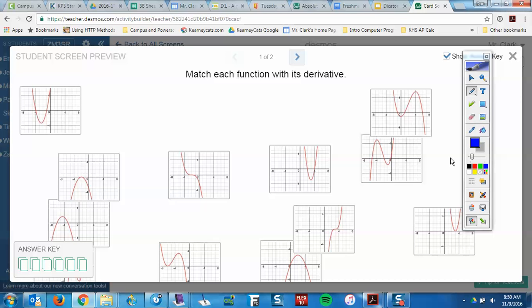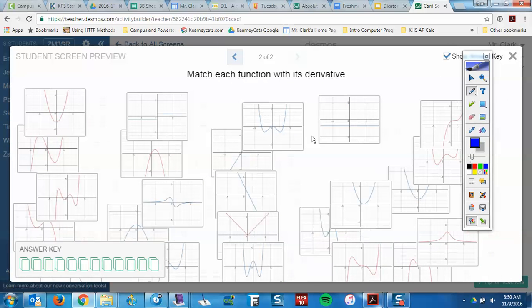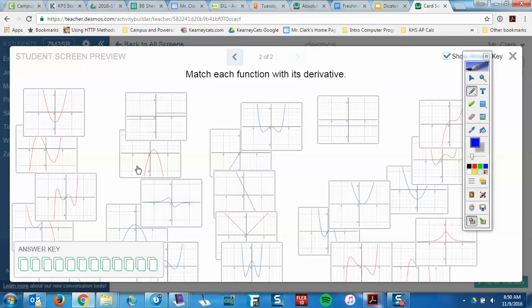Then when you go to card 2, when you go to the next screen, it's the same thing. Now there's a lot more of them, right? There's 24 cards, there's 12 pairs. But the red is F, red is F, and blue is F prime.